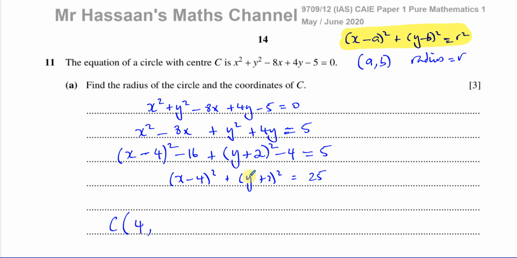And whatever number has to go instead of the y to make the bracket 0 is going to be negative 2. That's the center. And the radius is going to be the square root of this number here, which is going to be 5. So the radius is equal to 5, and the center is equal to (4, -2). And we have answered part A of this question.